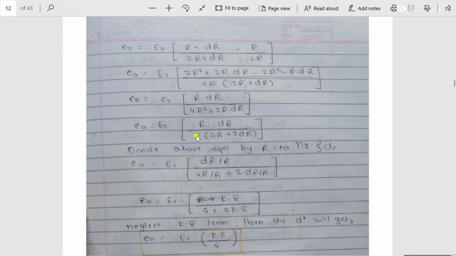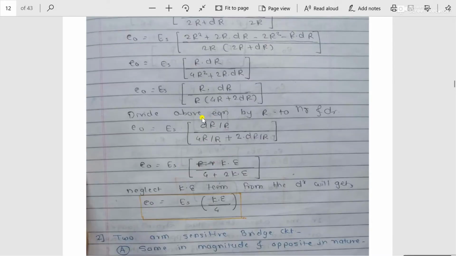So in this equation, this r and this r will get cancelled, so for the numerator only delta r remains, so to that delta r I have to divide by r, as r is divided into the numerator terms. Similarly for the denominator also I have to divide by the capital R. So for the numerator delta r upon r, for the denominator 4r upon capital R plus 2 delta r upon capital R. But as we know from the gauge factor equation, this delta r upon r is equal to k into epsilon.